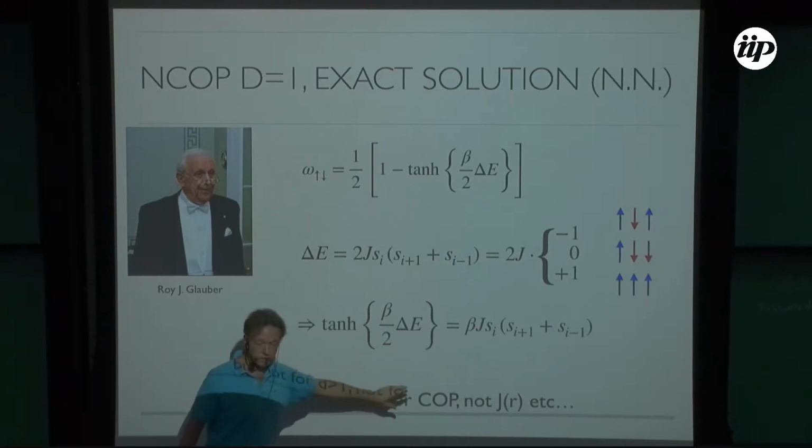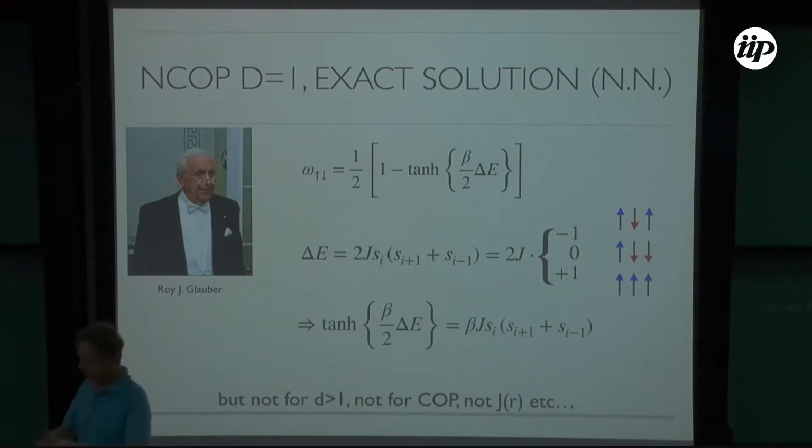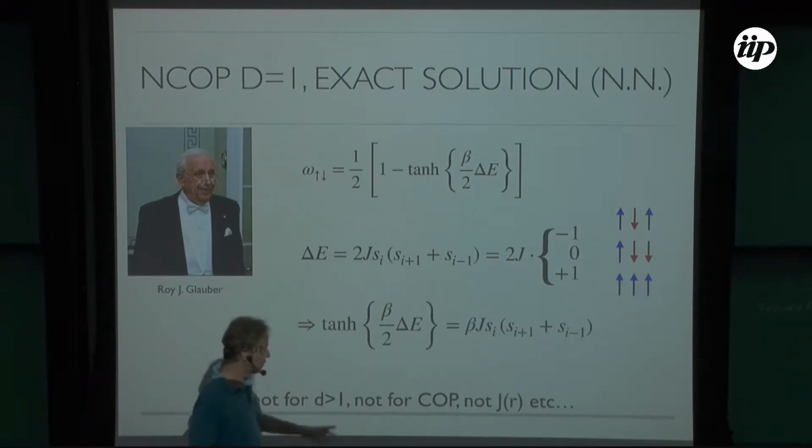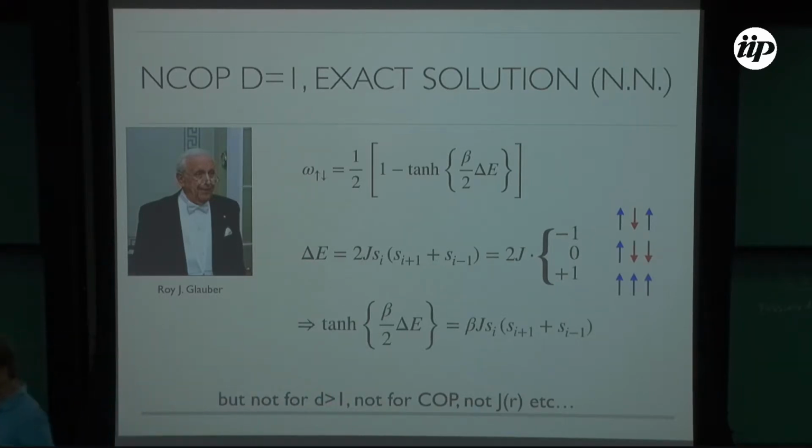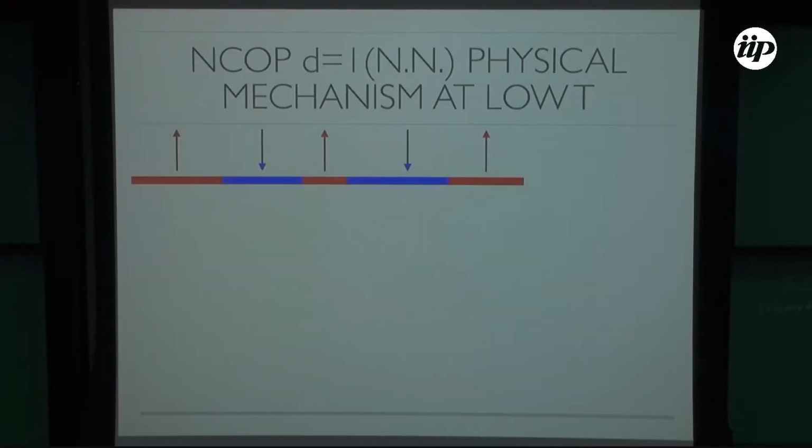Not for conserved order parameter, again, because you flip 2 spins, so there are more values of the energy. And for sure, not when the coupling constant is space decaying. So in all these cases, you can do simulation or something else.